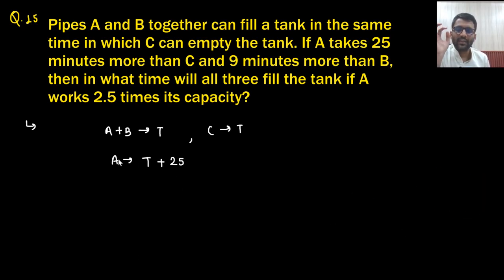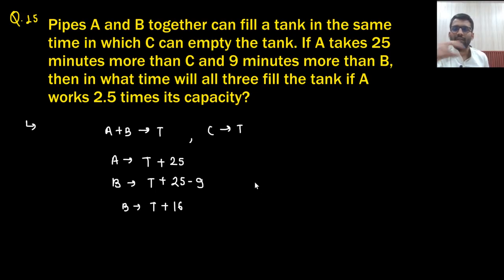So what they are saying is that A takes 25 more minutes than C and 9 more minutes than B. That means how much is B taking? T plus 25 minus 9 more minutes than B. So B is taking T plus 25 minus 9. So basically B is taking T plus 16, right?